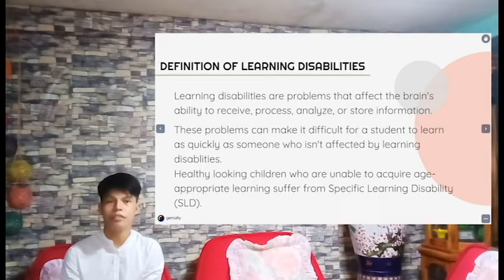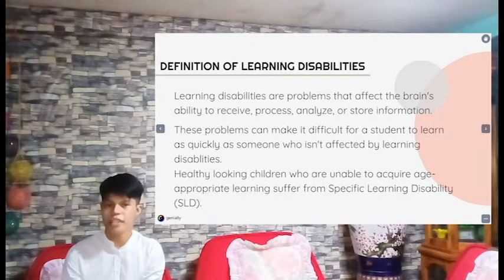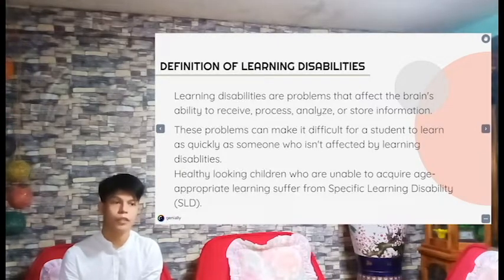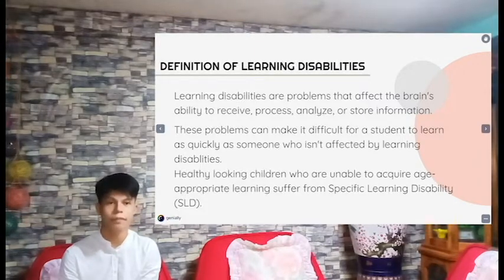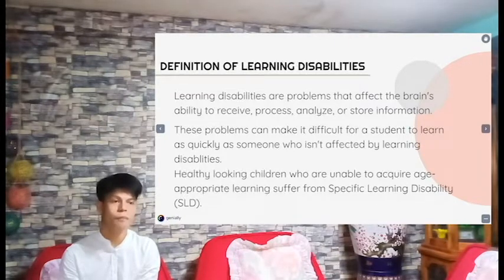But some children may not be able to learn one or more of these skills as per their age and intellectual capacity. These problems can make it difficult for a student to learn as quickly as someone who isn't affected by learning disabilities. Healthy looking children who are unable to acquire age appropriate learning suffer from specific learning disability or SLD.